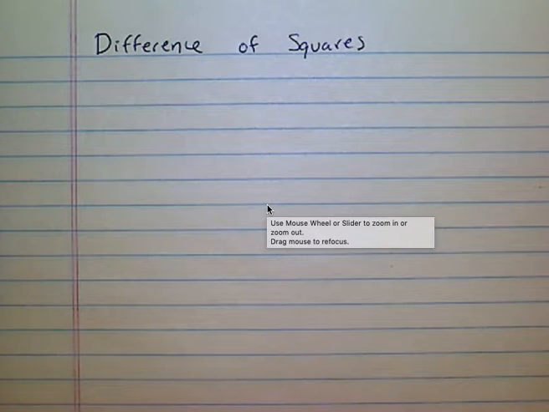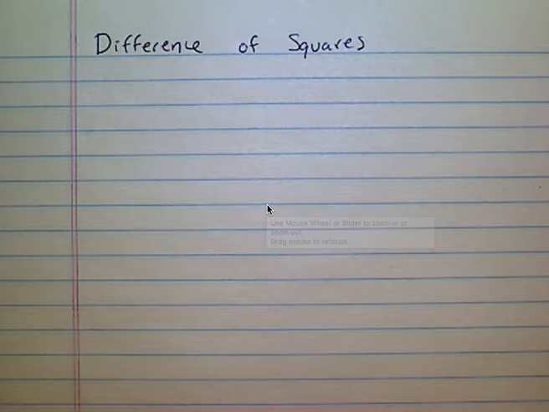Hey guys, we're going to continue our factoring unit today with a special case for a quadratic function, which is called a difference of squares. So if I have two squares I'm subtracting, there's a special rule that goes along with that. I'm going to give you a couple of examples to discover that rule, so that way you have it and you can use it.